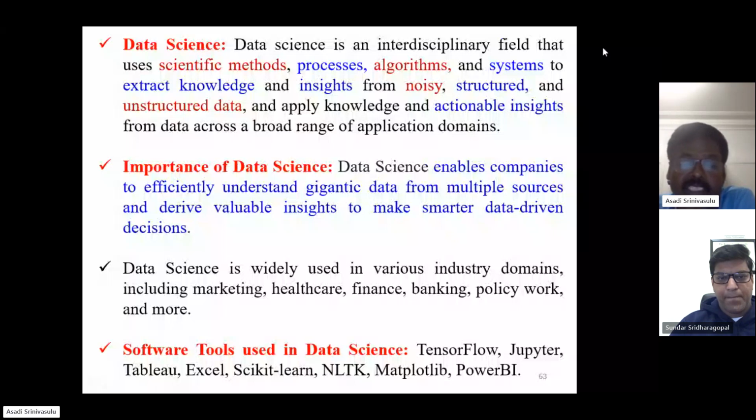Then Excel, it is a statistical tool. Scikit-learn is a framework. We can perform machine learning algorithm approaches like classification, clustering, association rule mining, outlier detection. NLTK, Natural Language Toolkit, is one of the famous libraries in NLP, Natural Language Processing. I would like to convert from one language to another language. We are using translators, so in order to develop the translators, we are using the NLTK framework.